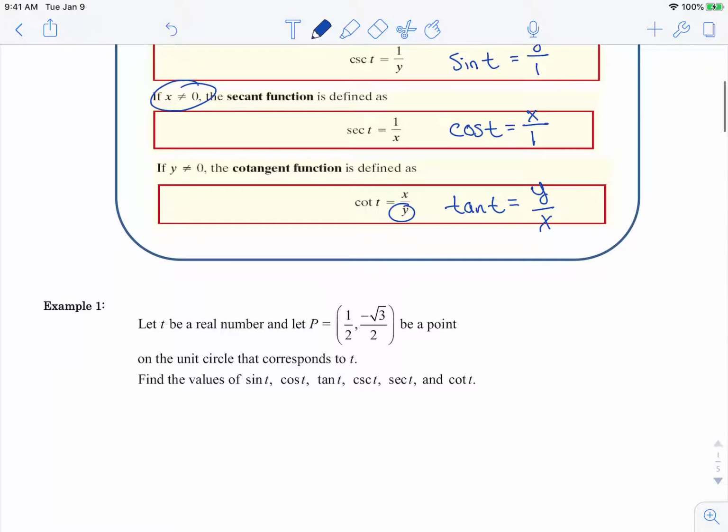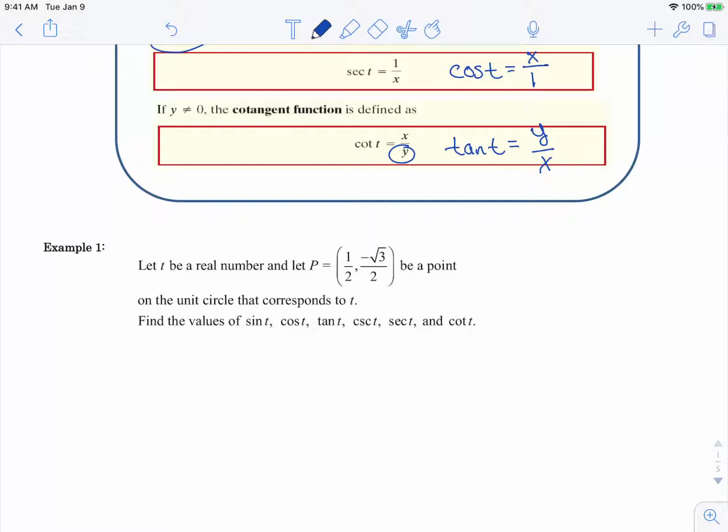For this example, they're letting us know that we are inputting into this function t is a real number. That's important. And that this coordinate is in fact on the unit circle. So when we see that it's on the unit circle, it is fair to just look at this coordinate. We are going to assume, since it's on the unit circle and that information was given to us, that sine is our y value and cosine is our x value.